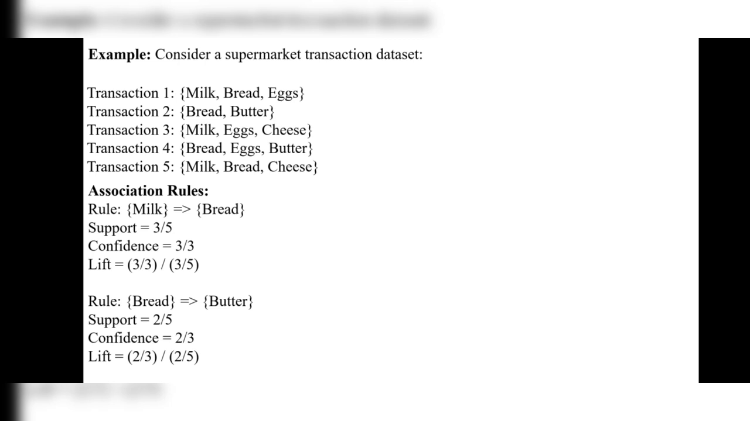Next, in the rule bread implies butter. For bread we are finding with butter. So in support, how many times are we getting butter here? 1 and 2. 2 times only. And confidence, we are getting butter 2 by 3 and lift is 2 by 3 divided by 2 by 5.